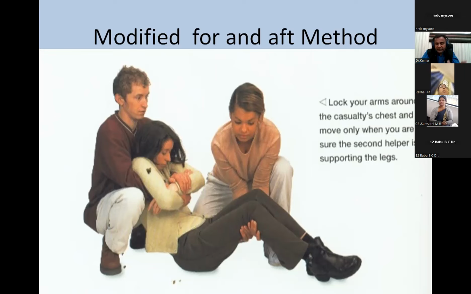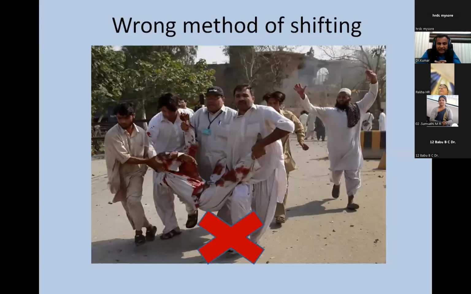So the four-hand method is again one of the methods for non-spinal cord injuries. When a person is unconscious, we can use this technique. And this is a wrong method of shifting and handling the casualty. This is very wrong. As you see in this picture, there is a blast behind. You can see 4 or 5 people shifting a casualty after a bomb blast, and how the injured person is shifted is a very wrong procedure.